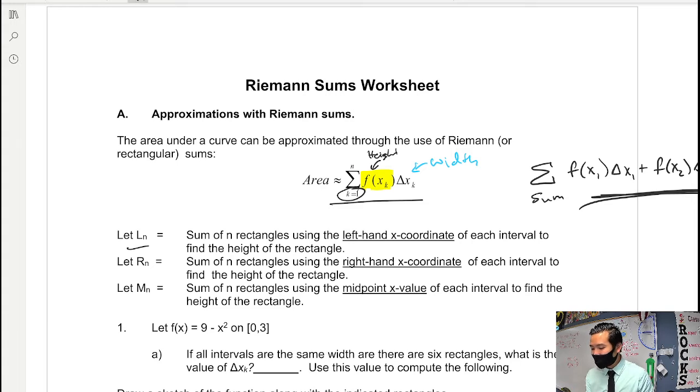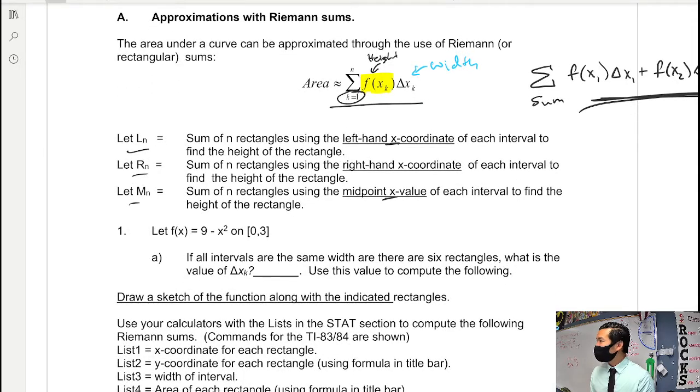Now, we did LRAM, RRAM, and MRAM right there, right? For the left-hand coordinate, the right-hand coordinate, and the midpoint of it. Now, just a quick refresher. How do we figure out how wide to make the widths of each of the rectangles? Interval subtracted by 0 or something like that.